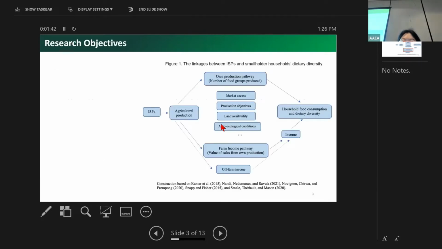Okay, so here is the conceptual framework. We hypothesize that input subsidies, by affecting agricultural production, have influence on dietary diversity mainly through two underlying channels, which are the own production pathway and the farm income pathway.